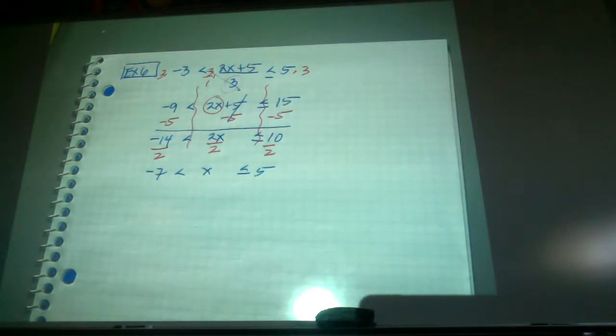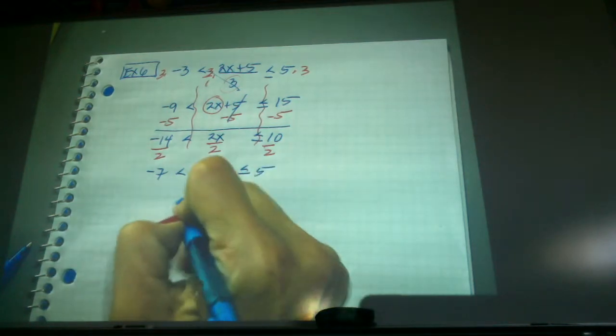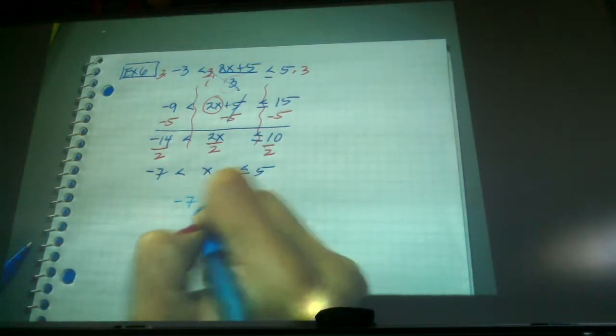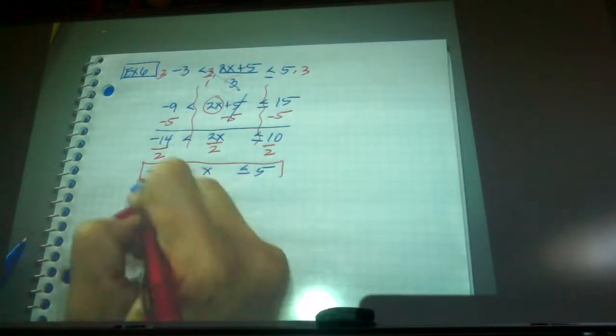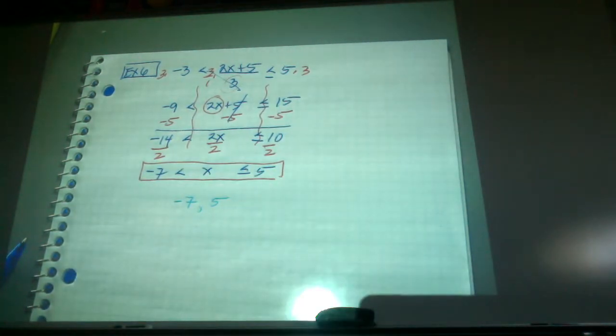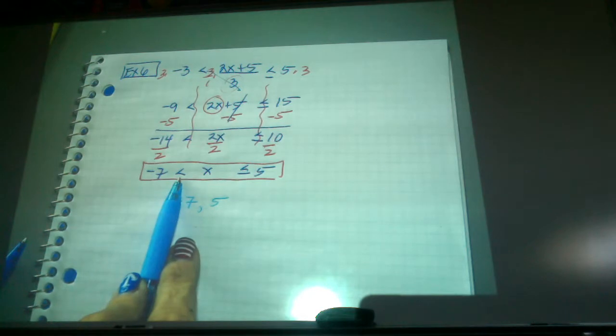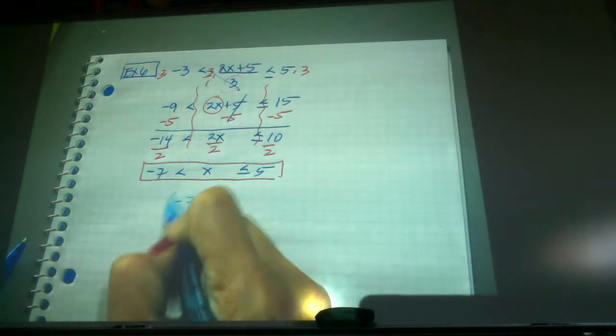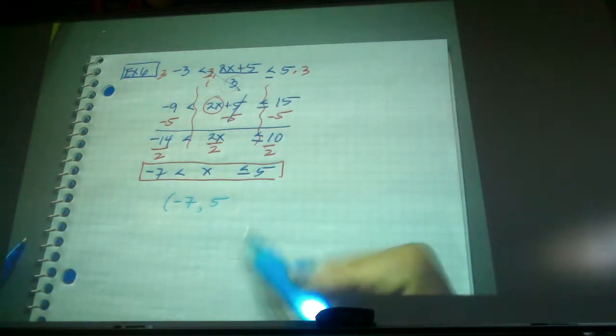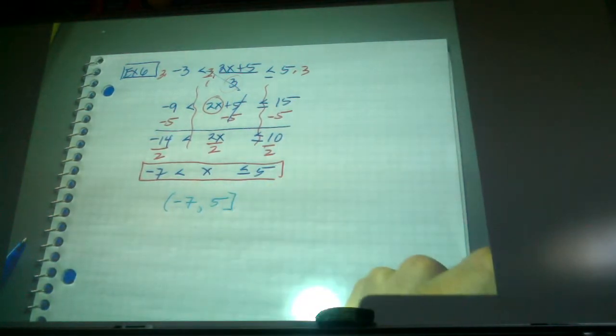So let's write our interval notation. These are already in order from smallest to largest numbers, correct? Using my boundary points, I have a negative 7, comma 5. Do I include the negative 7 with a less than sign? Nope. What about the 5? Yes, so I should have a bracket there.